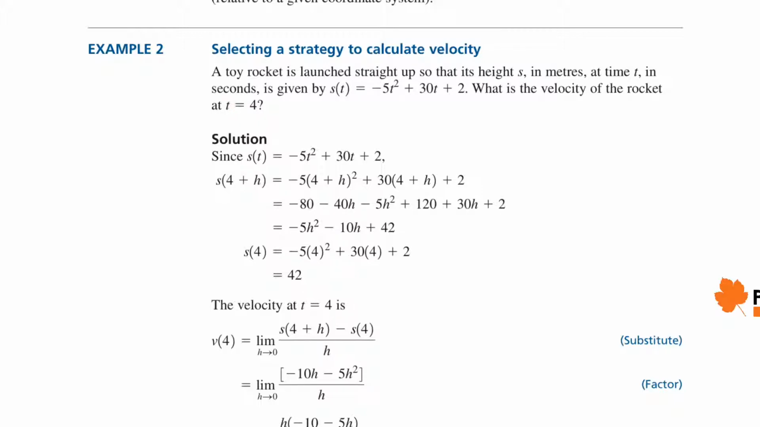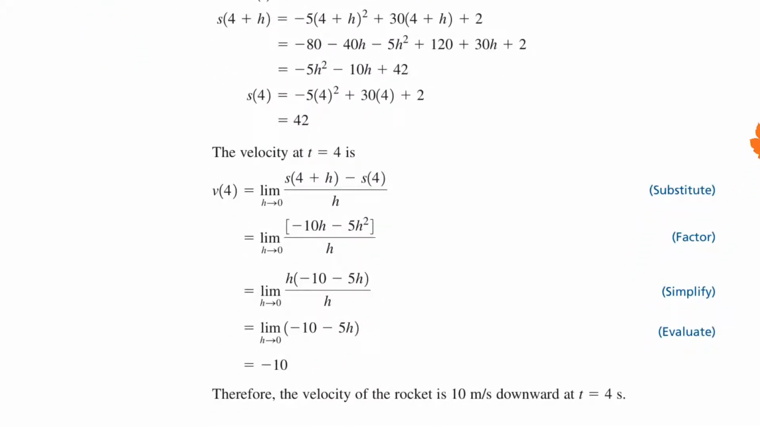We find the average velocity between 4 and 4 plus h and use the limit of the average velocity as h approaches 0 to find the instantaneous velocity. s at 4 plus h is negative 5h squared minus 10h plus 42. s at 4 is 42.